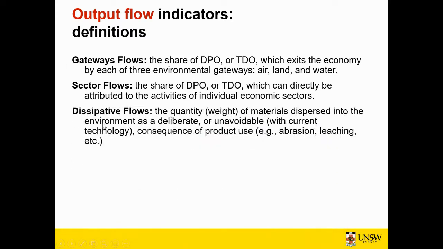And another interesting concept is what we call the dissipative flows, which is somewhat a type of gateway flow, but these are flows which are a consequence of the economic activity itself. So, for example, I don't know, you build a house, all right? So you have materials there, and then you may think that the output to the environment will be when this house is demolished, and those demolition wastes will then be disposed in the environment. But in fact, during the lifetime of this house, materials are leached.